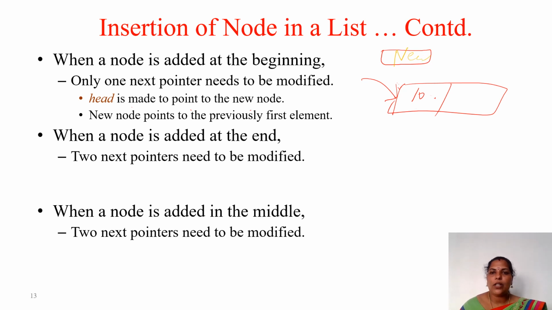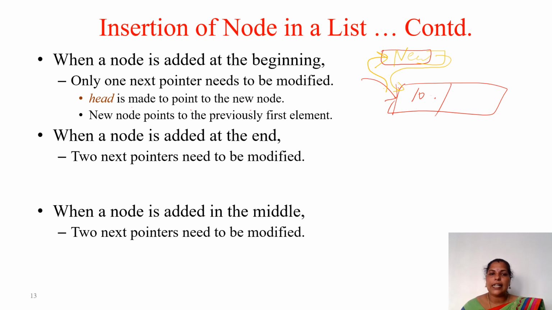So in order to insert that, the head pointer is made to point to the new node, and the new node's next pointer points to the previously first element. This is the way to insert any node at the beginning of the list.